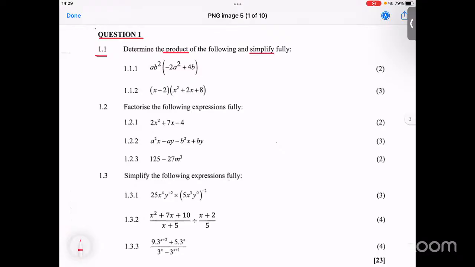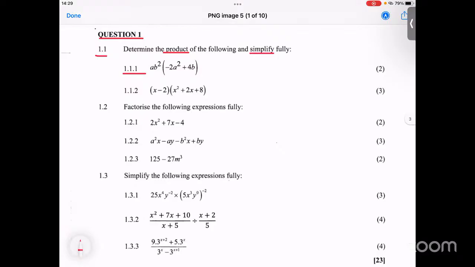It remains your responsibility to know that when you are given a maths problem where you have brackets, you will need to remove those brackets by multiplying each term inside the bracket. And then from there, you work out the like terms. And because we do not have an equal sign, it means you have to simplify. So now let us get started with question 1.1.1 where you are given that.